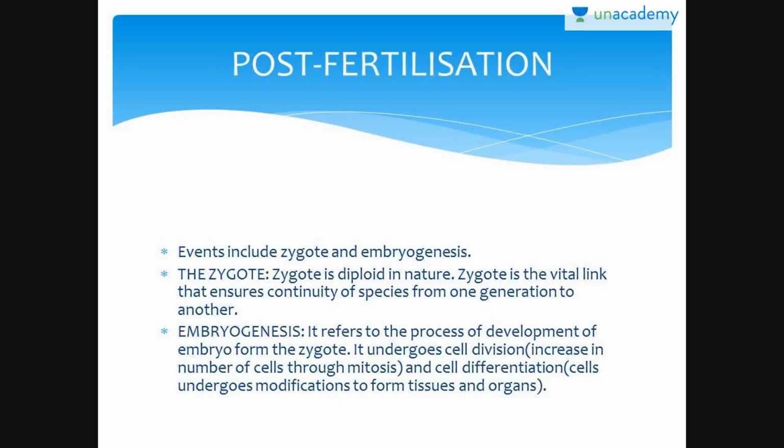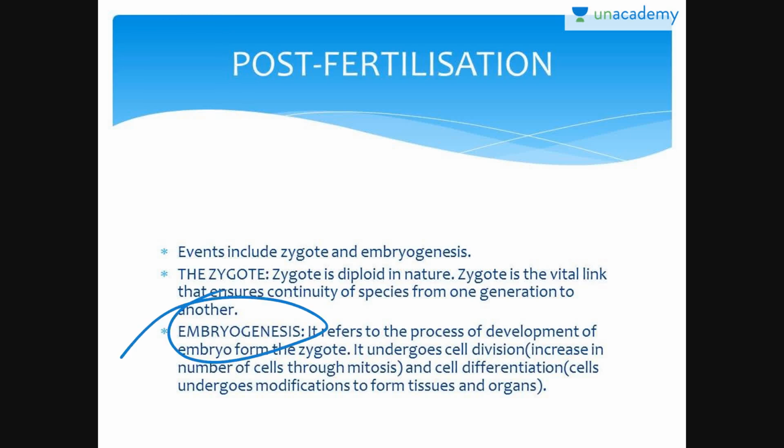The events which are included in post-fertilization are zygote and embryogenesis. Zygote is diploid in nature. The formation of zygote after fertilization is universal in all sexually reproducing organisms. Zygote is usually formed in water in case of external fertilization and inside the body in case of internal fertilization. Zygote of fungi and algae develops a thick wall that is resistant to desiccation and damage. In organisms with haplontic life cycle, zygote undergoes meiosis to produce haploid spores.